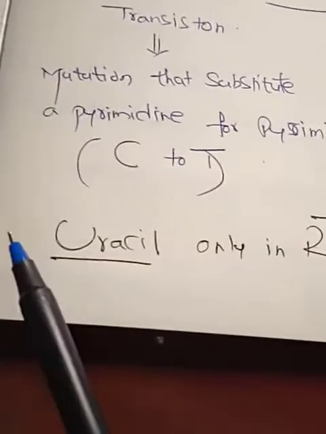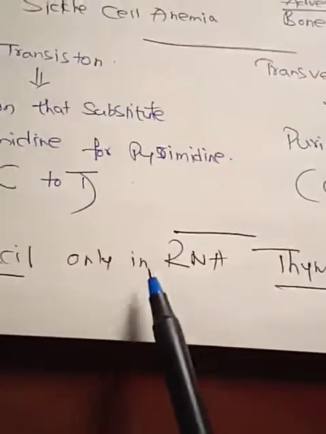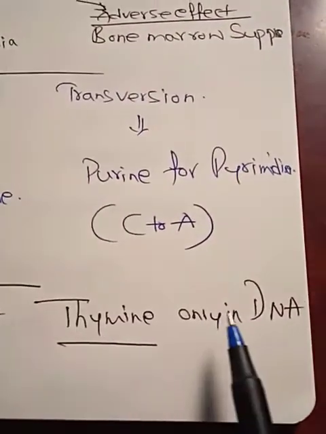And all of you know very well, uracil is there only in RNA and thymine is there only in DNA. So prepare well for the exam.